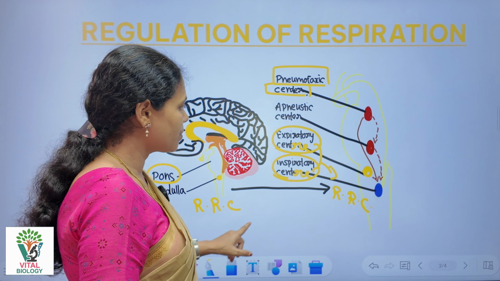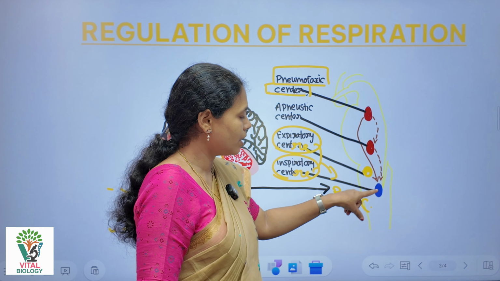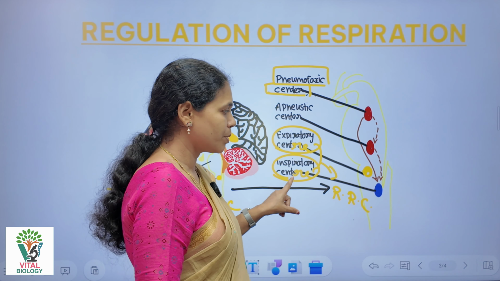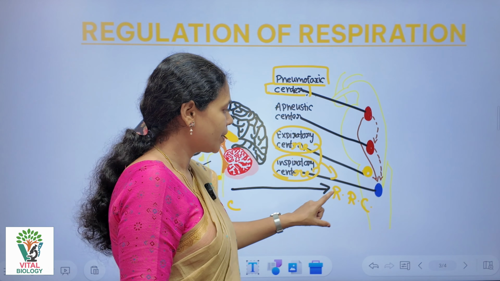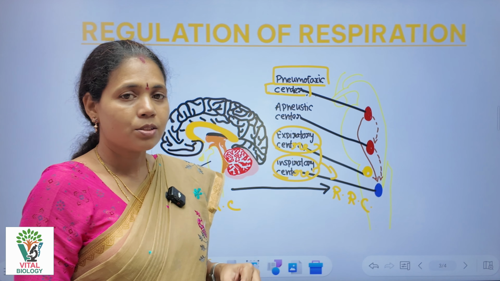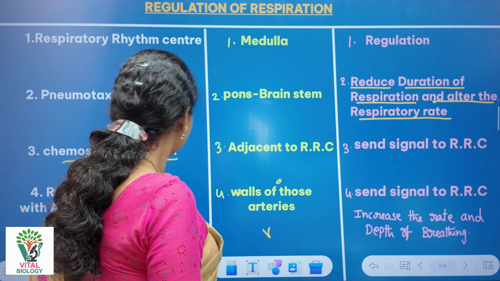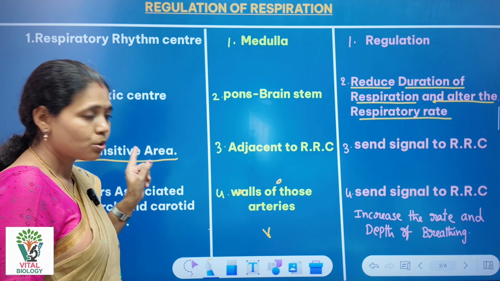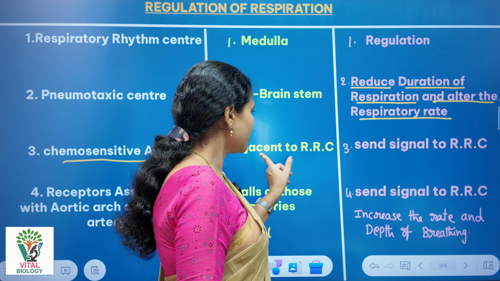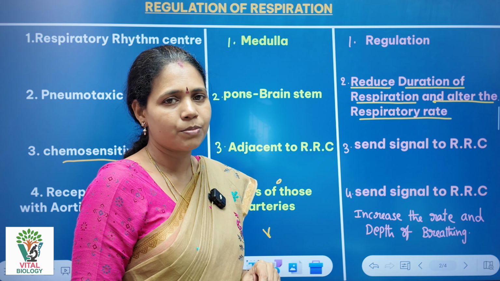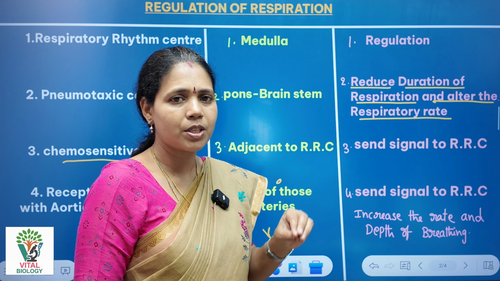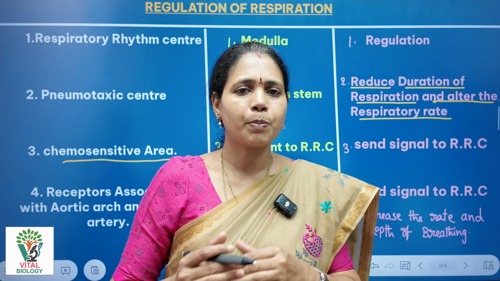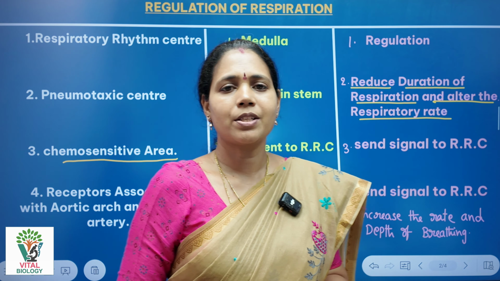So the respiratory rhythm center in this picture is represented in two different spots. One acts as the expiratory center, one acts as the inspiratory center, but together they act as the respiratory rhythm center. Just now what we told, that is the chemosensitive area, is present adjacent to that respiratory rhythm center, which is present in the medullary region.